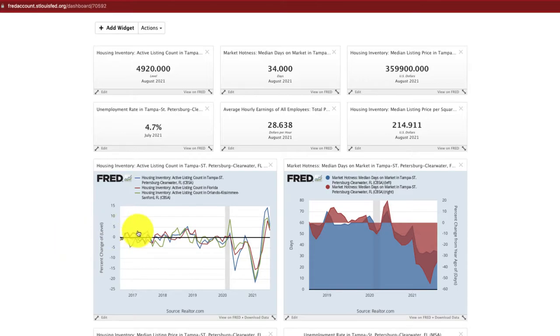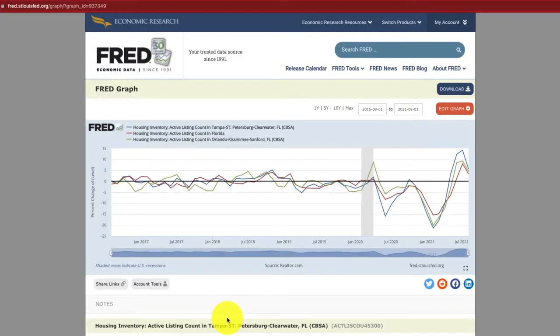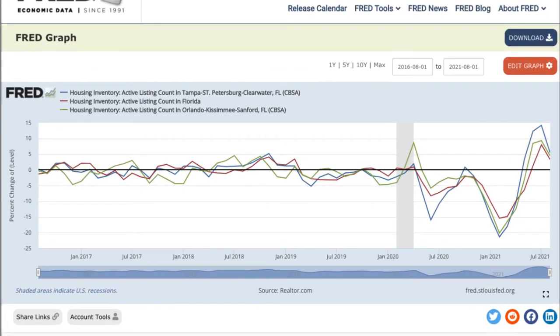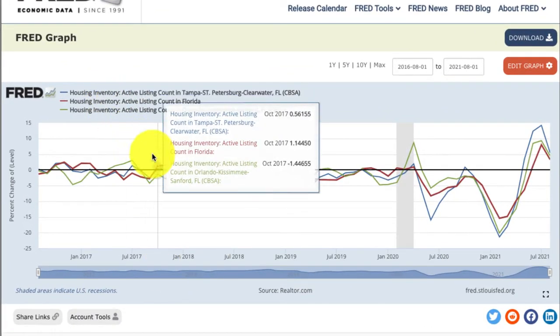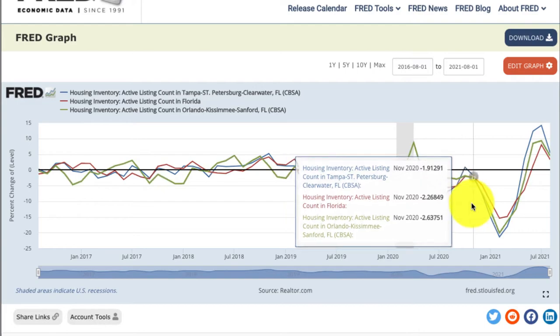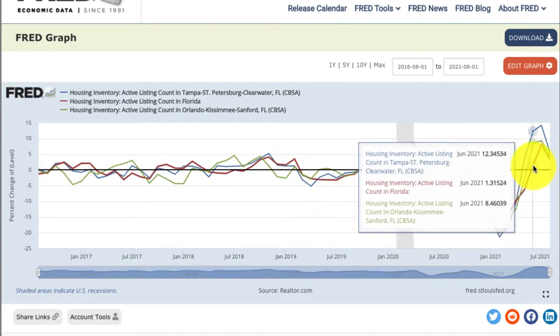So now on this bottom left graph that I have here, I'm actually looking at that same stat, but over a trend of time. We're looking at it between 2016 to 2021 present day. The source is realtor.com. So if we view this on FRED, we could see the original chart. So this chart is looking at housing inventory. It's interactive. So let's go over to, let's say, more recent, June of 2021.